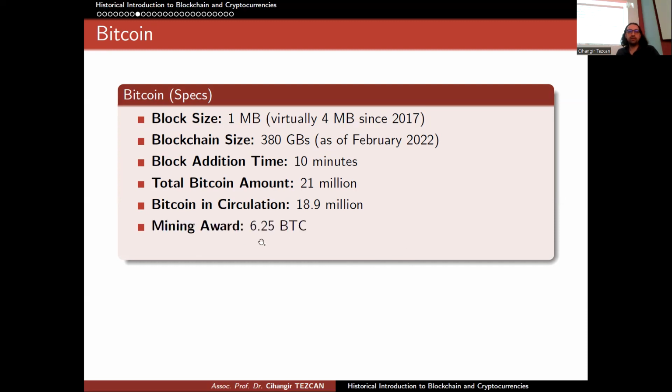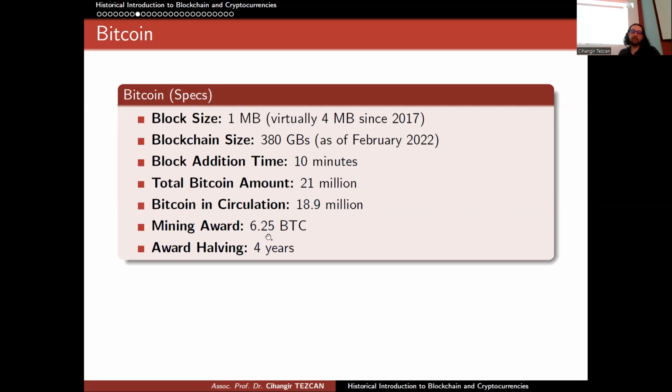And the current mining reward is 6.25 Bitcoins. Initially it was 50, but it is halved every 4 years. I think it was halved again in May, that was last year. So probably in 2 or 3 years it will be halved again. This way, I think until 2140, we will be mining these Bitcoins. And at the end of that time, all of the 21 million Bitcoin will be mined, so there won't be any more new Bitcoins added to the system after that.